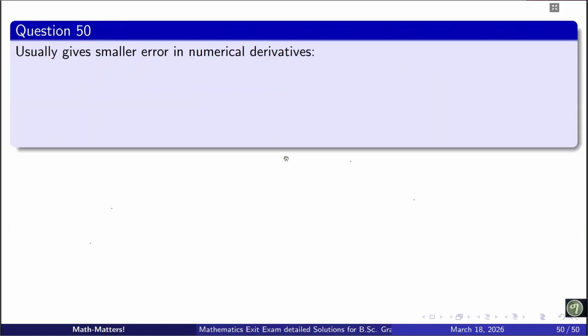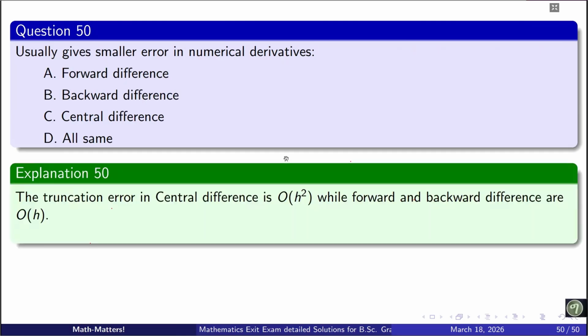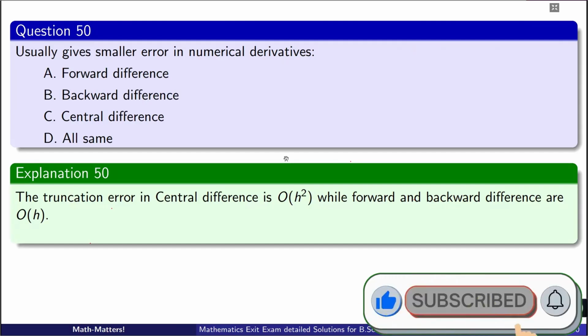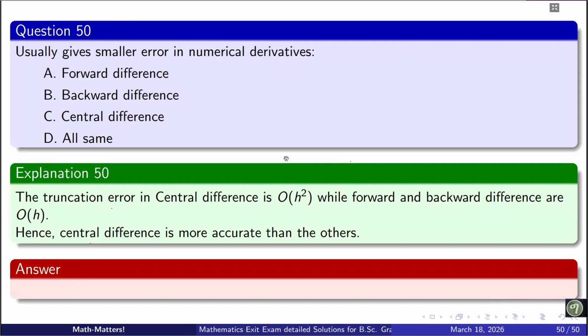Last one: which usually gives a smaller error in numerical derivatives? Forward difference, backward difference, central difference, or all the same. Truncation error in central difference is of order h squared, while forward and backward differences are of order h. So usually the smaller error is from the central difference, which is more accurate than the others. Therefore, the answer is C, which is central difference.